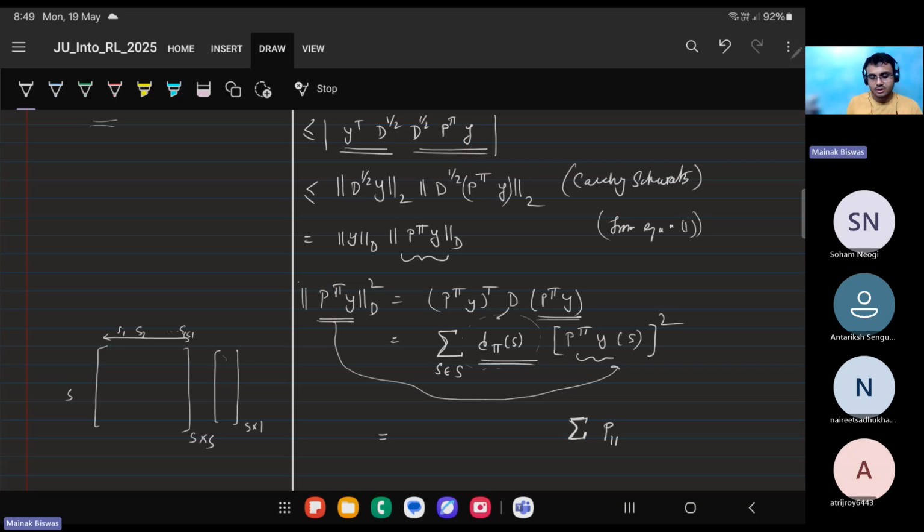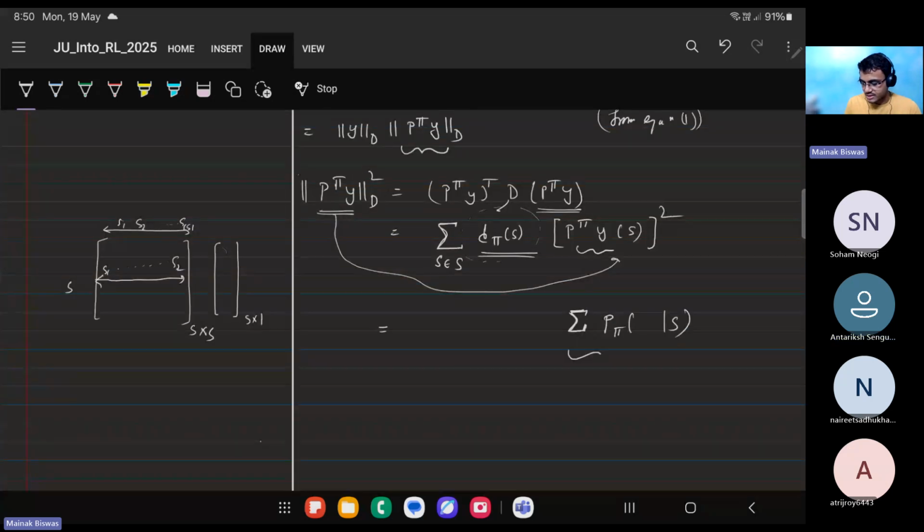Now tell me, how will I write this? P pi of a particular state S. Where am I going to? We are just summing over all the states that it can go to from S. Correct. We are summing over all the states it can go to from S. That's all we are doing, because it's a linear combination of y1, y2, dot, dot, dot, ys. It's a linear combination of the columns.